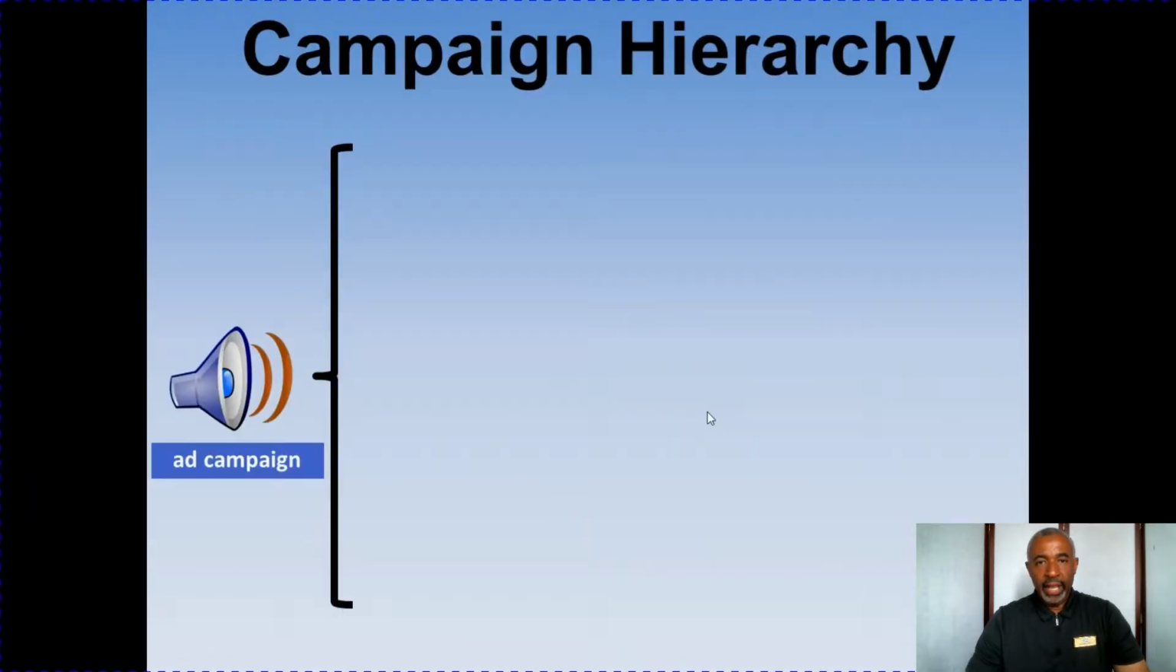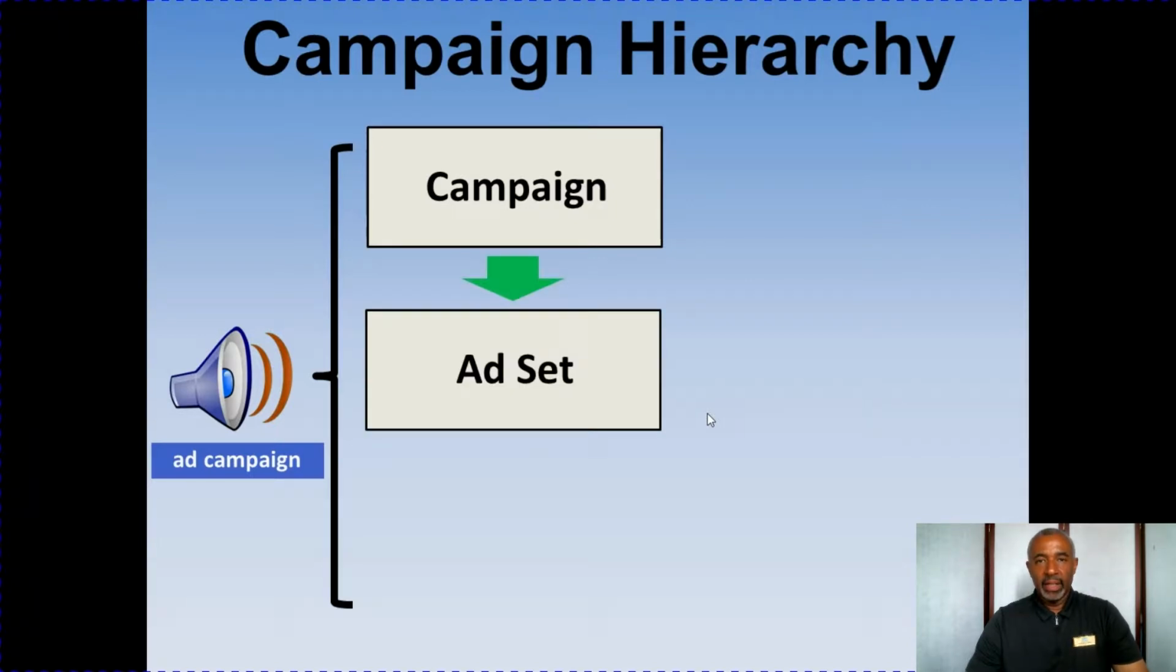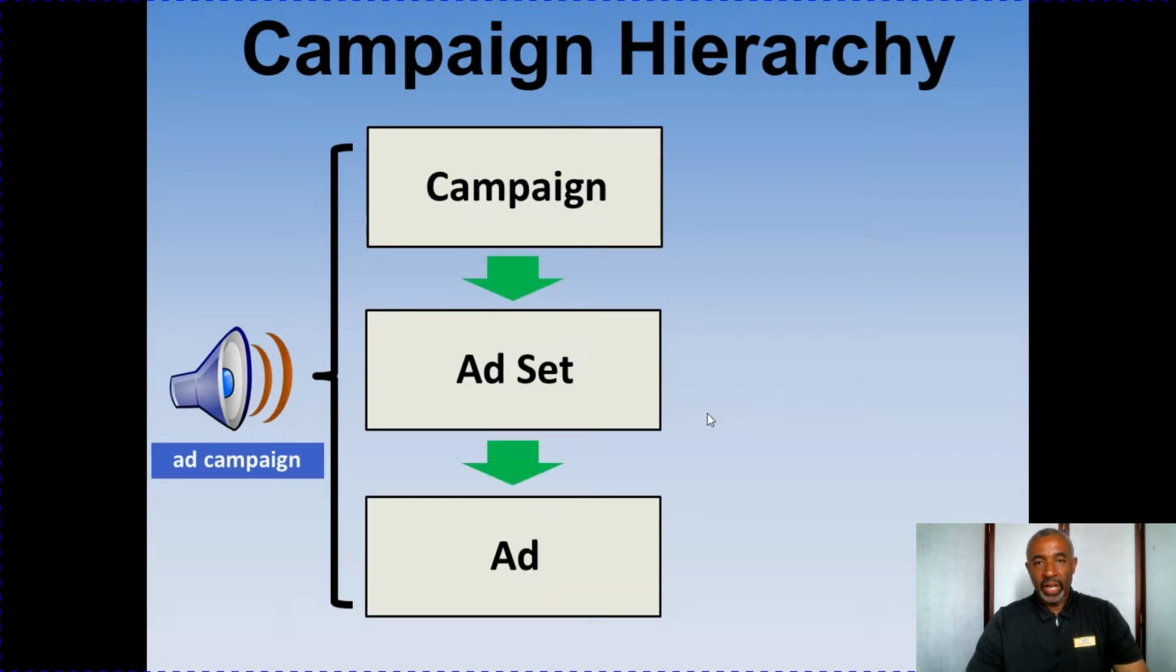So let's take a look at the campaign hierarchy itself. It does start with a campaign, which may seem a little bit redundant, but underneath the campaign is where you have the ad set, and within the ad set is where you have your ads. Now, the campaign is where you set your overall objective. What is it you're trying to accomplish? Do you want to get leads? Are you trying to promote your brand? Do you just want people to watch a video? The type of objective you want will depend on the type of campaign you choose.